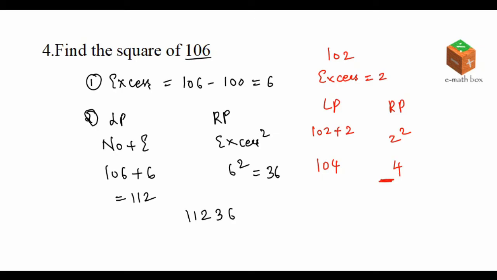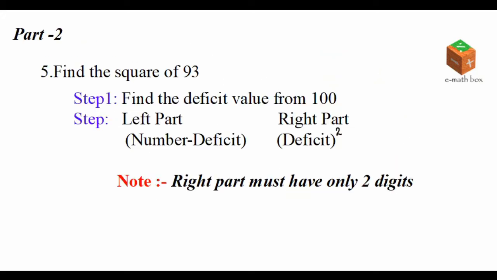So this is another kind of problem in the same concept. Till now we have seen all the problems to find the square of a number which is more than 100 and nearby 100, by using the base rule. Now I'm going to teach you the part 2 problems, which is how to find the square of a number which is below 100.